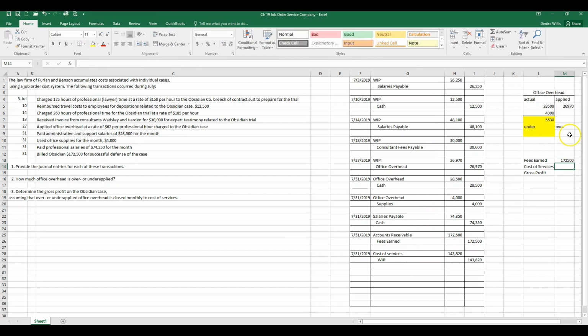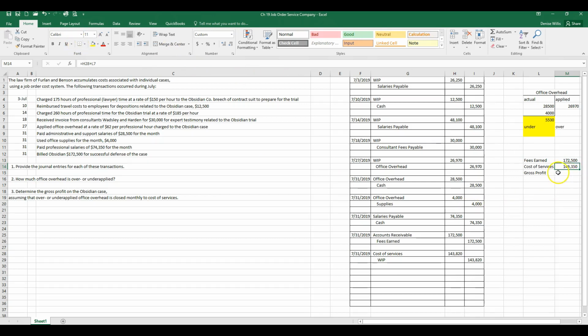This is the $172,500. Now, cost of services, we cannot just take this number right here because we have to also take into account that this under applied amount is going to be closed into it. That's what they're saying over here, assuming that over or under applied office overhead is closed monthly to cost of services. So what we're going to do is we're going to take this cost of services as our starting point, okay? But we have to add the amount of the under applied overhead, okay? Because in reality, it would have been $149,350. Okay, let me put my commas in here. I like commas. Okay, so fees earned are $172,500. The cost of services, now that we've taken care of the under applied overhead, is $149,350.